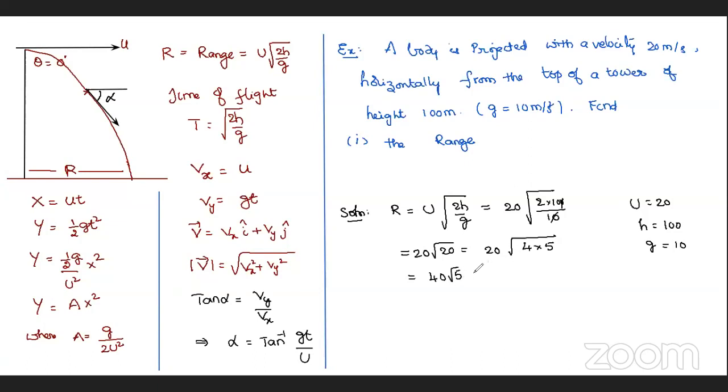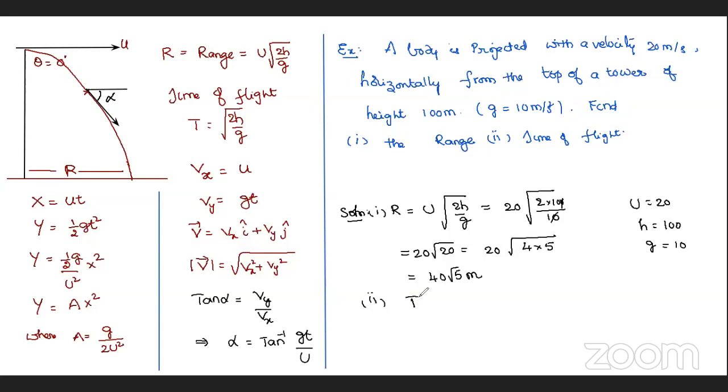Okay, time is root 20. Yeah, correct. This is 40 root 5. First question. Okay. Second question, already you gave the answer here. That is the second one. This is time of flight. Many have already solved it and put their answers also.